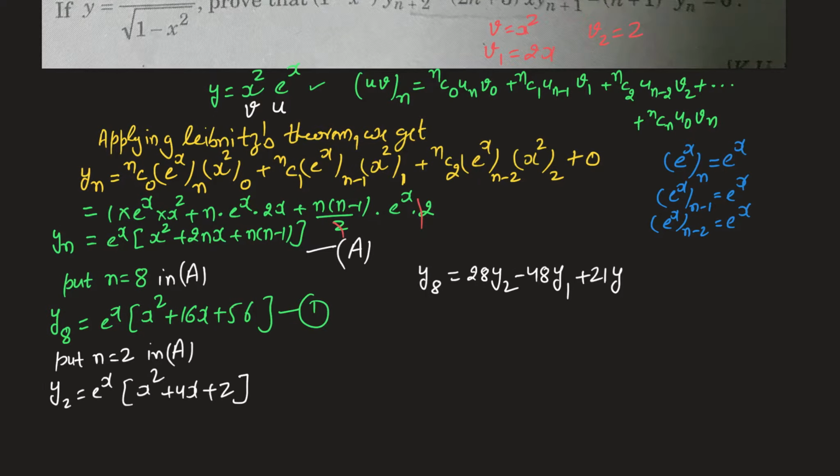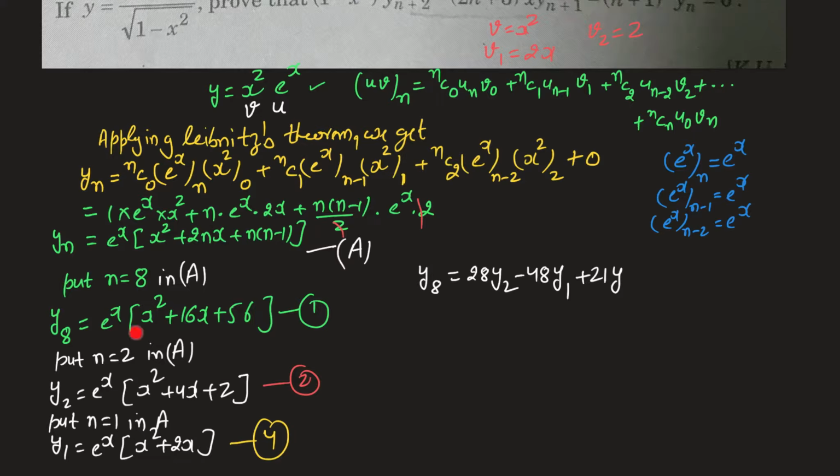So to calculate y1, put n is equal to 1 in A. So here you will put n is equal to 1, so 1 minus 1 will be 0. So y1 is equal to e raised to the power x square plus 2x. Fine. And you can name this equation as 2, this equation as 4. So the left hand side is, of course, this equation number 1.